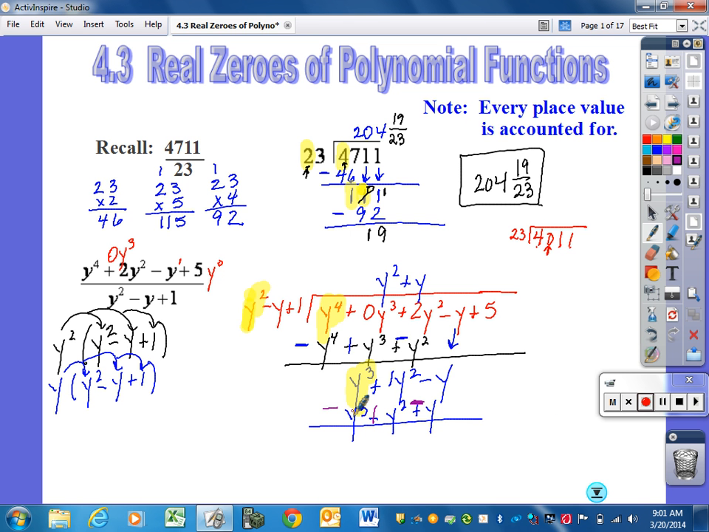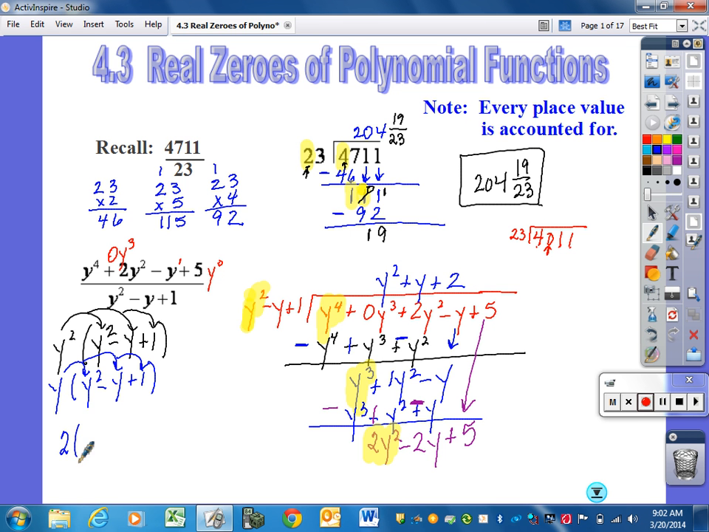Y cubed minus y cubed, gone. 1y squared plus 1y squared, 2y squared. Negative y, negative 2y. Bring down my last term, plus 5. On my final process, y squared divides into 2y squared 2 times. So it is a positive 2.